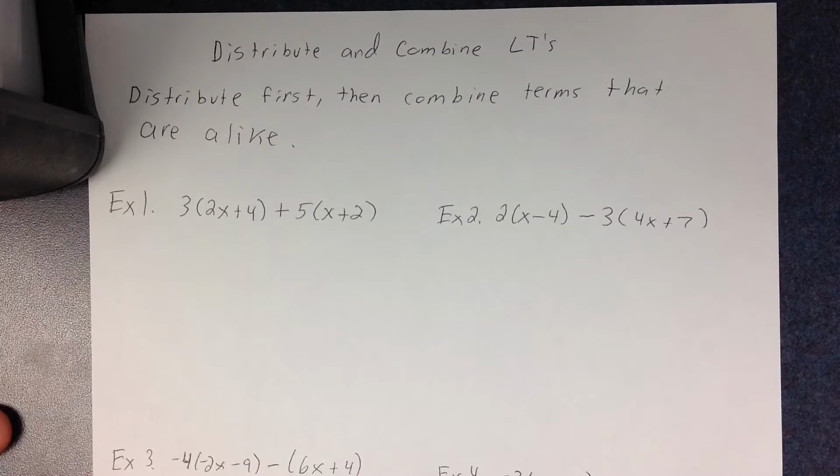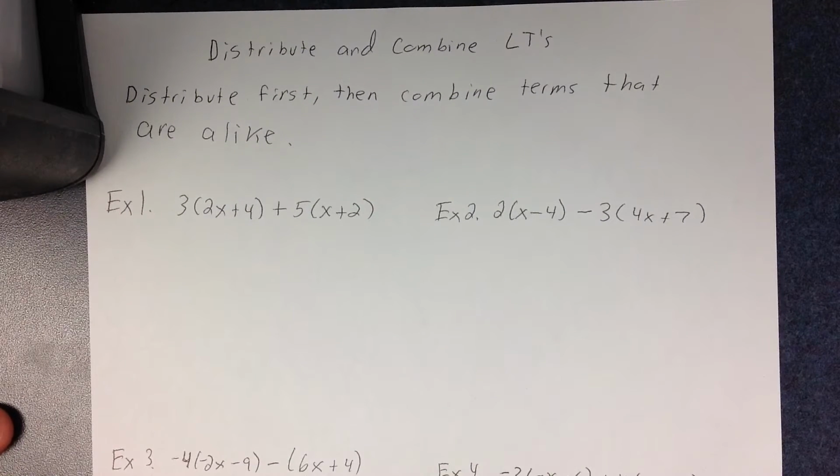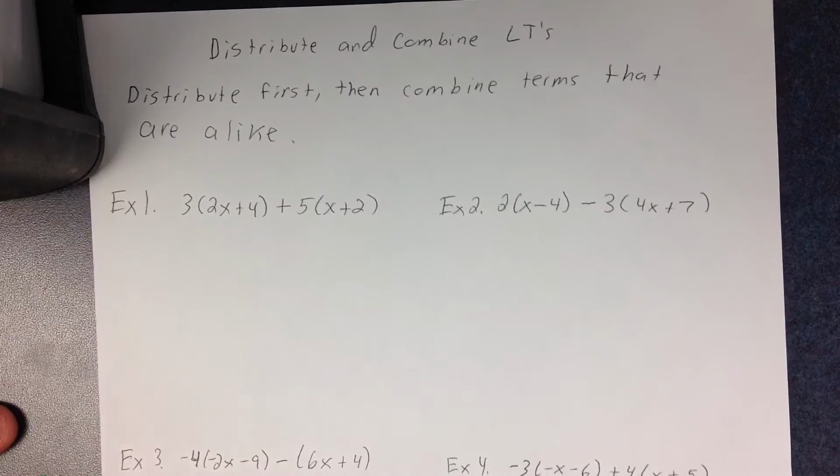Okay, distribute and combine like terms. First, we're going to distribute both sets of numbers with what's inside the parentheses. Then we're going to combine terms that are alike.